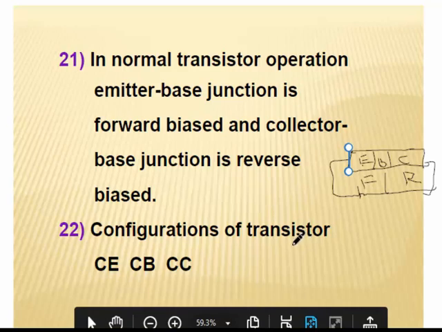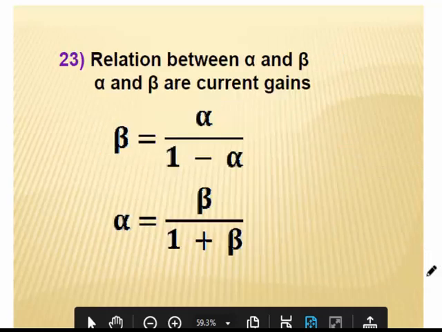Configurations of transistor. CE means common emitter. CB means common base. CC means common collector. These are the three configurations. You can go for CE mode, CB mode or CC mode. Common emitter mode, common base mode and common collector mode.